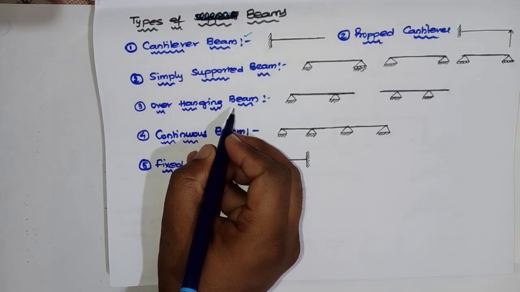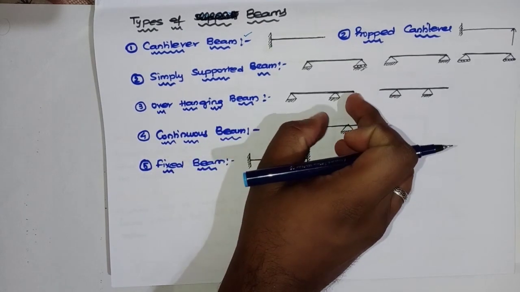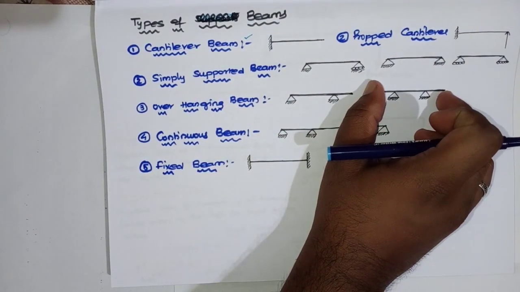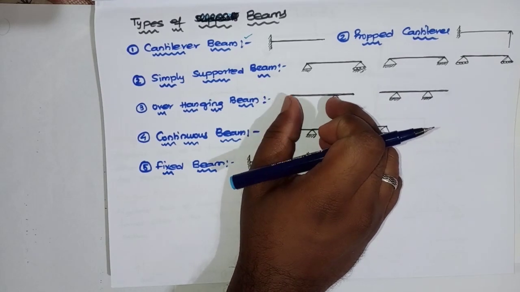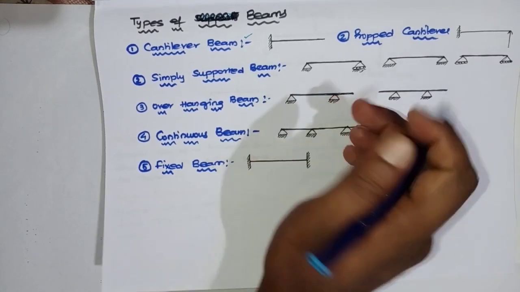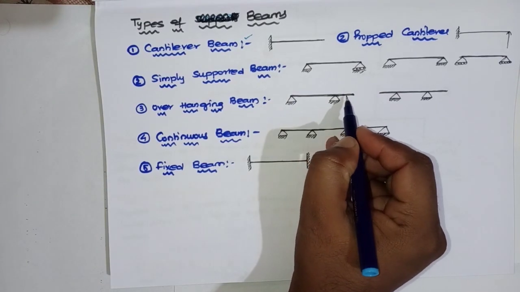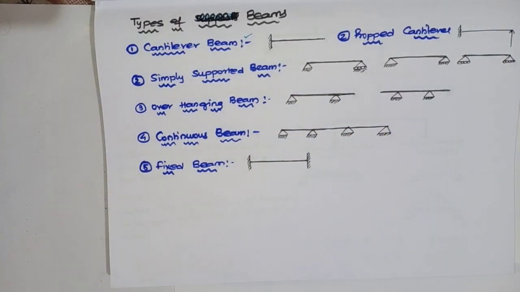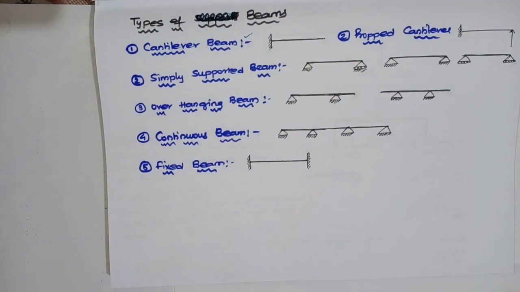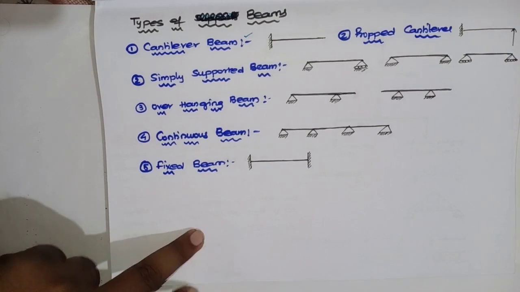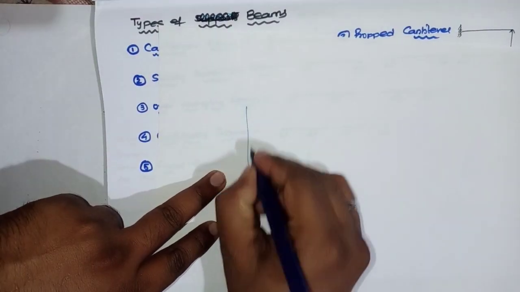In an overhanging beam, you may have one side overhanging or the other side overhanging, meaning the length of the beam is more than the distance between the two supports. So here, one side is overhanging. The example for this is a building slab projecting outside our frame. Suppose our building area will be like this.